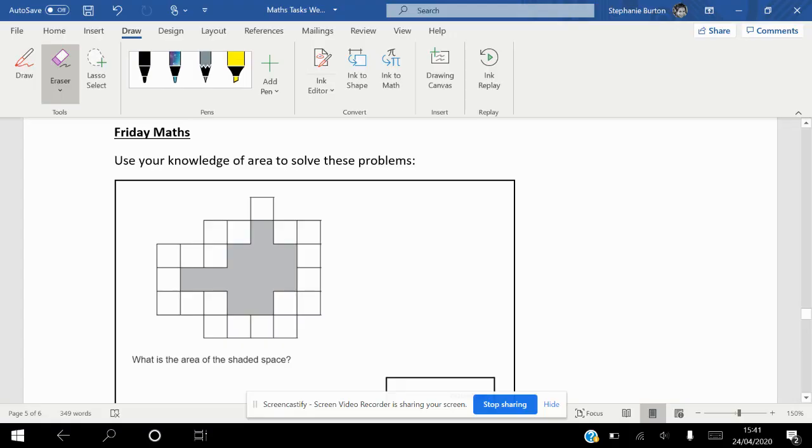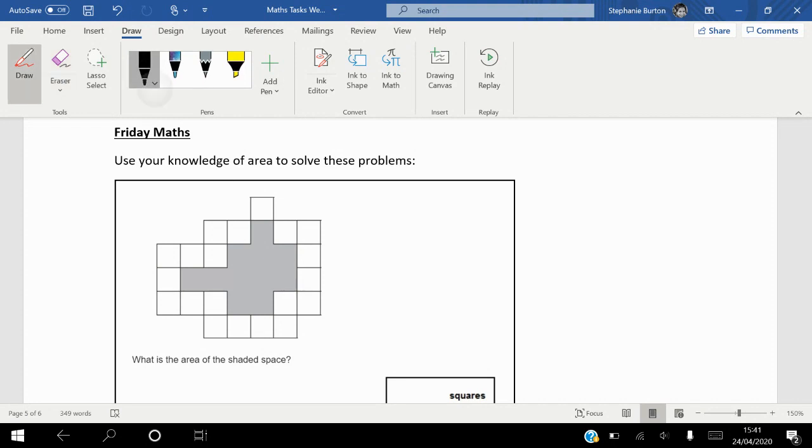As promised, we are going to look through the answers for the task that you were given to do on Friday. You had some problems to solve using your knowledge of area. So we're going to go through those now and you can mark your own. Okay, so your first one was asking you what is the area of the shaded space. You can see that the grey area hasn't got the squares marked on, but we can use the squares and the lines around it to be able to visualize those squares.